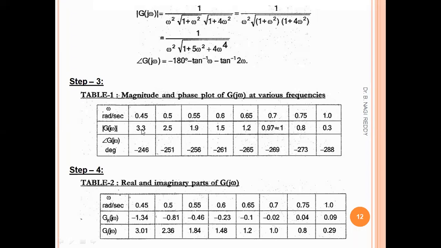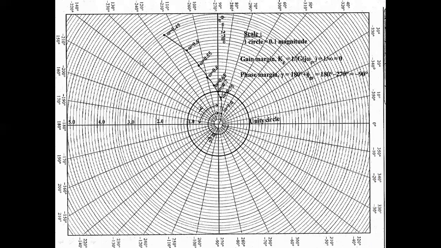You can see the first value has a magnitude of 3.3, but the angle is minus 246. So 3.3 is the magnitude. This is the 3 circle, right? So 3.3 means it will be here, the third line after the 3 circle, and around 246. This is 240 and this is the 250 line, so in between. Mark this point. Similarly, we have to mark all the points and combine them freehand so that we will get the polar plot. So this will be the polar plot.